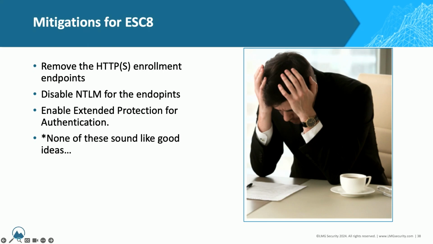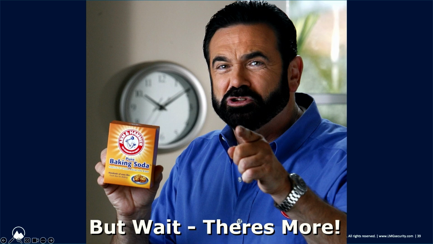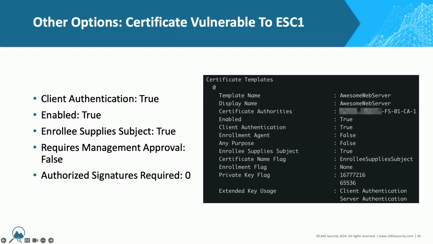And I would recommend if you don't need it, turn it off. Fair enough. But wait, there's more. We have other ways that we can exploit these certificate services to gain ourselves some access. So you want to go over what's going on here with Escalation 1 really quick?